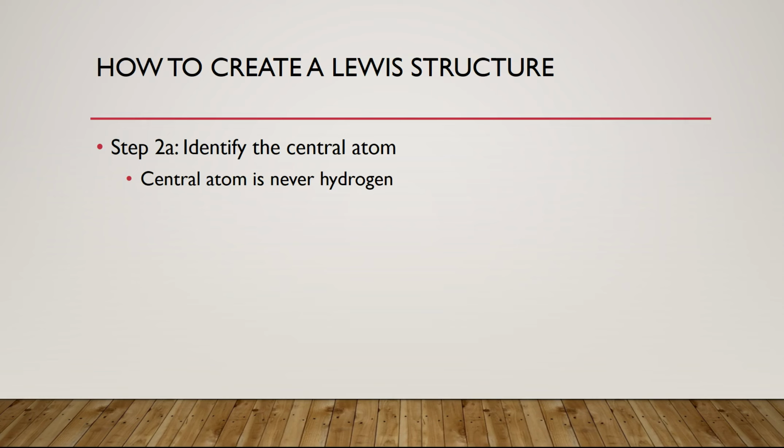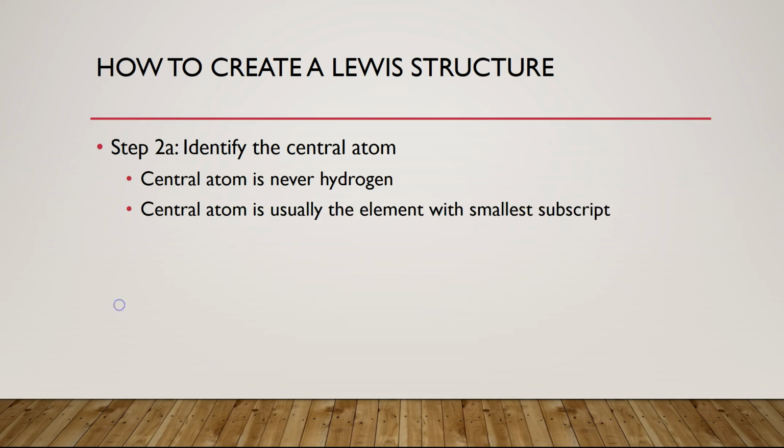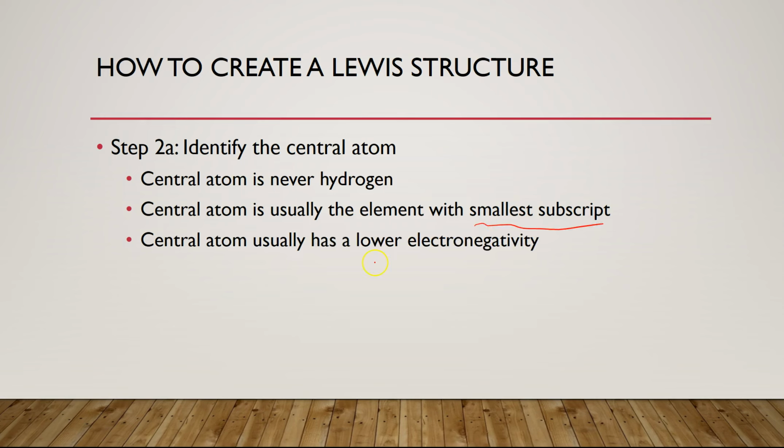So, first of all, central atom is never going to be hydrogen, right? It's usually the element with the smallest subscript, right? And it's usually going to have a lower electronegativity than its surrounding atoms. Okay? So, let's go back to our example, right? So we know hydrogen is never going to be our central atom, right? So we automatically know that in methane, carbon is going to be our central atom because hydrogen never is.